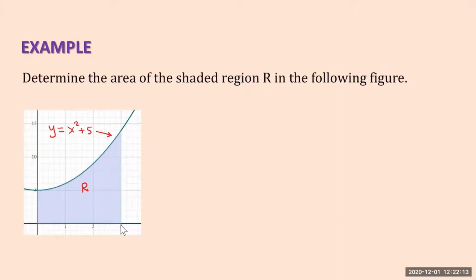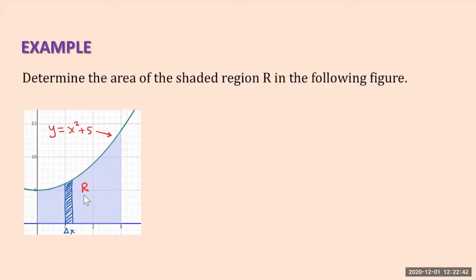If I try to draw a vertical rectangle like this, you can see that this rectangle is always between the function and the x-axis when we move to the left or to the right. That means this is a single region and we can find the area using a single integral.